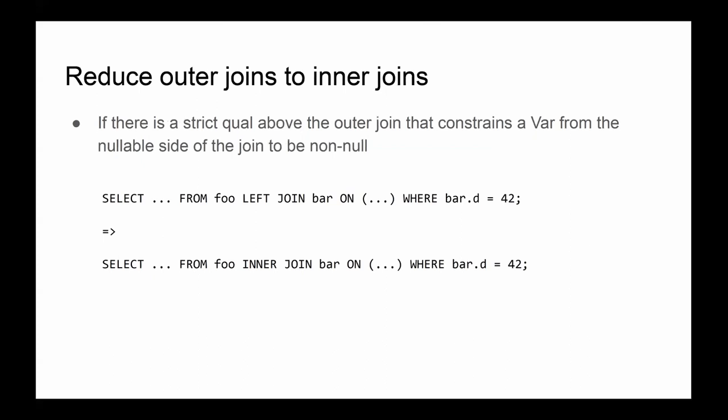Reduce join strength. Okay, let's look at this example first. So here is a query. The query is select something from foo left join bar on something where bar.d equals 42.